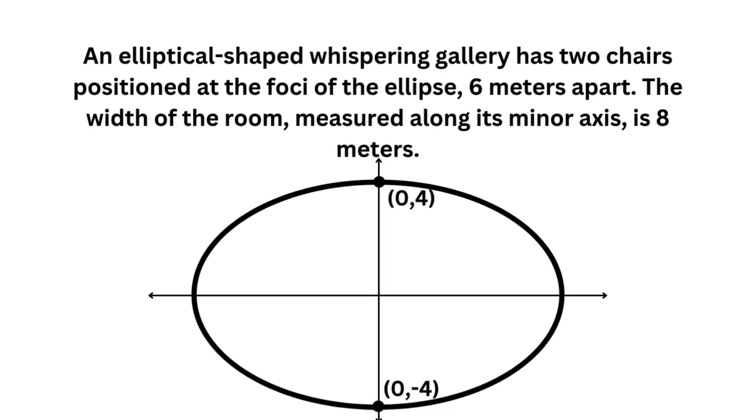It says the distance between the foci is 6 meters. Well, if that's the case and this is centered at the origin, then the foci have to be at (3, 0) and (-3, 0).